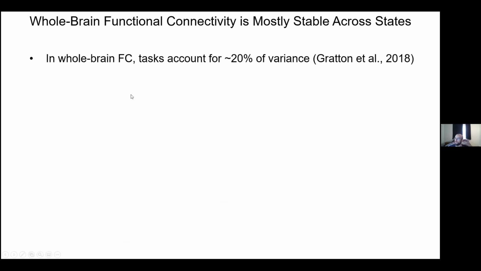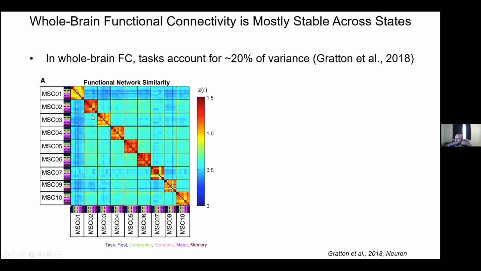This is a paper my advisor published in Neuron several years ago. And essentially what she found, in trying to look at the state effects, so you can see here, these are correlation matrices with each person from the Midnight Scan Club dataset, which I'll go into a bit more detail about in a couple minutes. And you can see here that each person is very highly correlated to themselves and maybe mildly correlated to other people, but not too correlated.